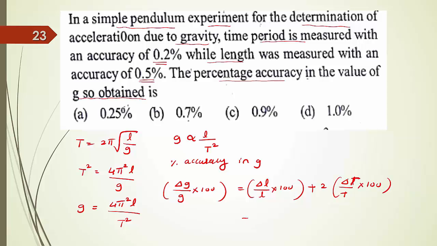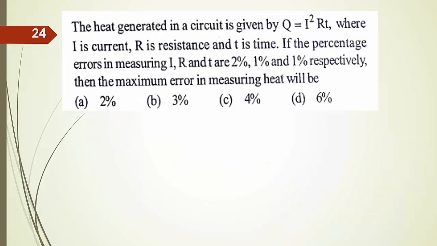Now substitute the values. Delta L over L into 100 is already given, it has an accuracy of 0.5%, plus 2 times delta T over T into 100, which has an accuracy of 0.2%. So we will get the final answer. 2 twos are 4, 4 plus 5 will be 9. So 0.9% is the percentage accuracy in the value of G. Option C is the right answer.